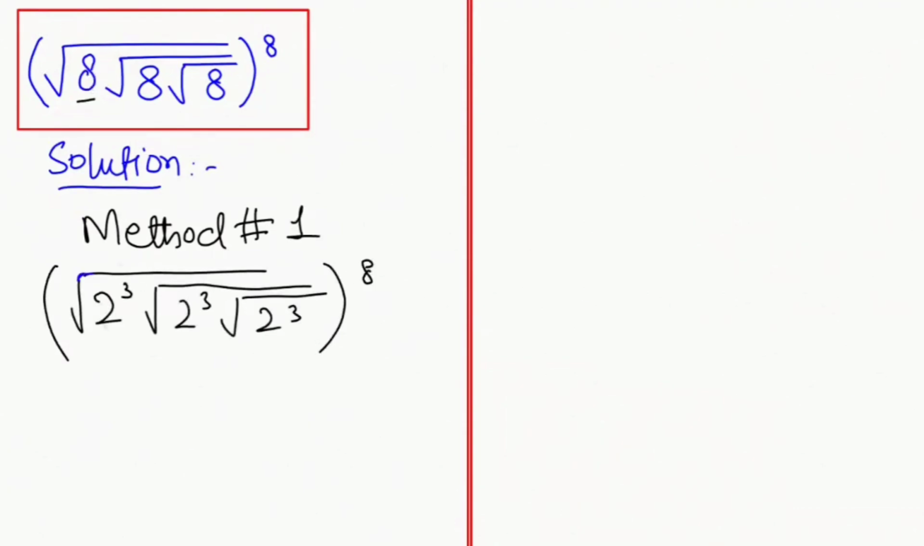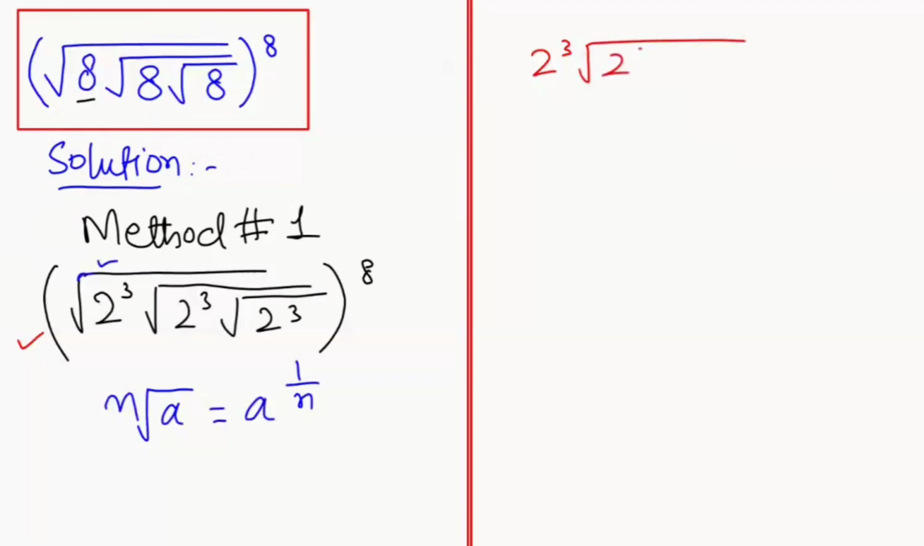Now I'm going to remove the radicals first. For that I'm going to use the radical property: the n-th root of a is equal to a to the power of 1 over n. Now I'm going to apply it here. So this will be equal to (2^3 √(2^3 √(2^3)))^8. In replacement of this radical, I will raise to the power 1 over 2, because the square root equals the power 1 over 2. Now this and this get cancelled and this will be equal to 4.